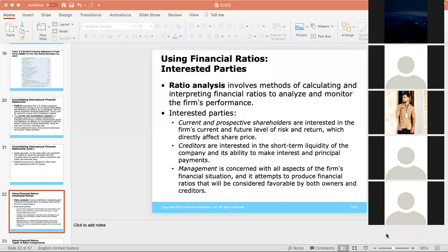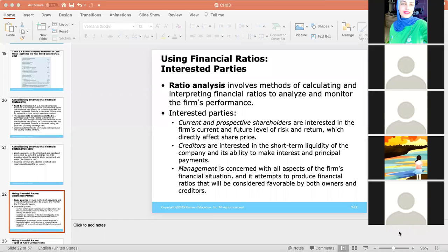Okay, who is interested in this financial analysis or these financial ratios? We have different entities or different persons that are interested in these financial ratios. All the time we speak about stakeholders and stockholders, and there is a difference between stakeholders and stockholders. First of all, let me ask: what do you mean by shareholders or stockholders? Who can tell me?